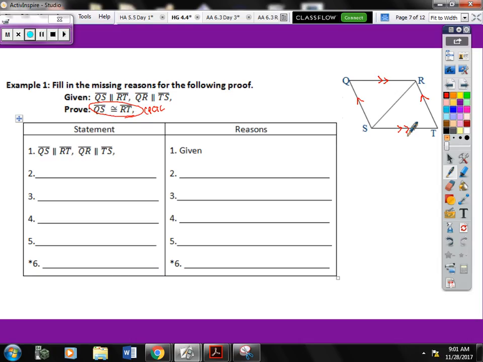Okay, just like we did before break. Most of you liked your shared side, right? You like to do that first, so let's mark that. Mark it, write it down. Segment SR is congruent to SR. Who remembers what reason we put for our shared side? Luke? The reflexive property. Very good. Reflexive property of congruence.